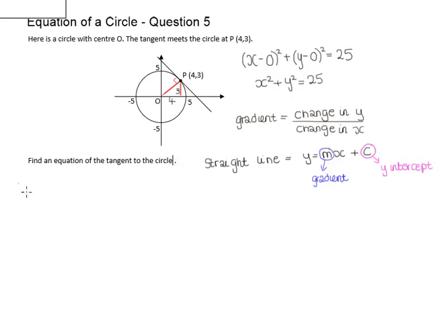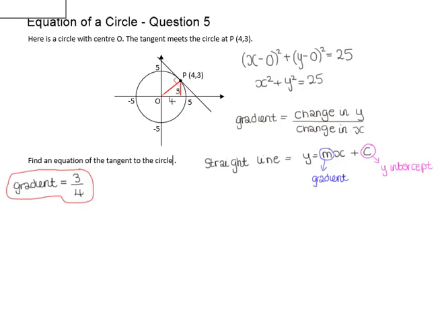So, in order to find the gradient of my radius, my change in y we said was 3, and my change in x is 4. Okay, I'm going to colour coordinate this as we go so we don't lose track of what we're doing. So this is the gradient of my red line, okay, my radius.